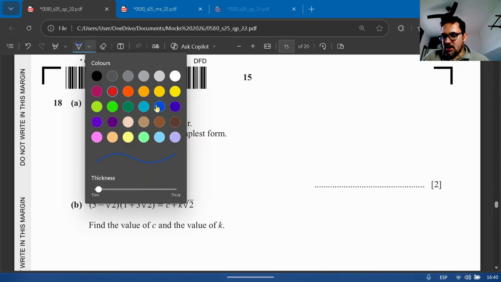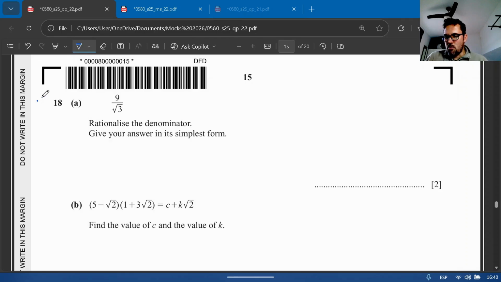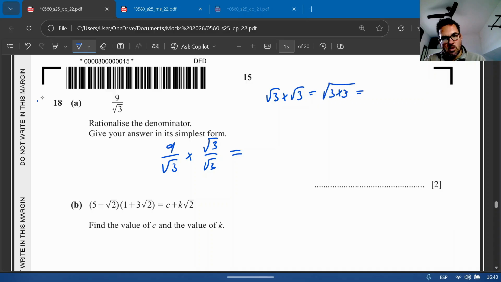Moving on to question 18. Rationalize the denominator, which means we don't want any roots under the line. So to do that, we multiply it by 1. But anything divided by itself is 1. So root 3 over root 3 is 1. So we multiply a number by 1, we're not actually changing it. Okay. Of course, root 3 times root 3 is the same as root 3 times 3, which is root 9, which is 3. So when you multiply a root by itself, they just cancel, and that's 3. And then above the line you'll have 9 times root 3. We can write it like that.